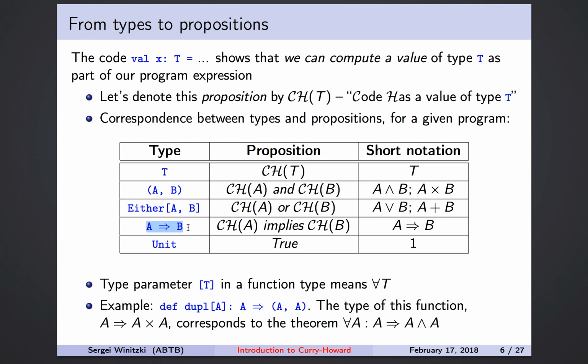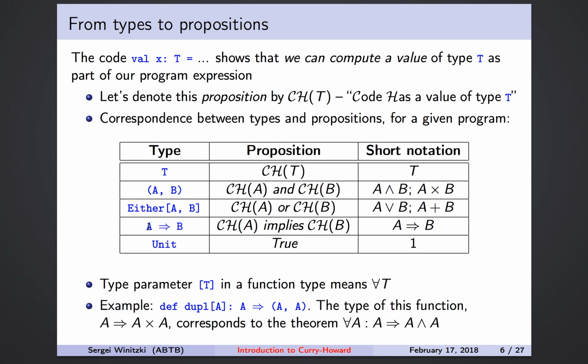Function type means that you have a function that computes B given A. It doesn't really mean you have an A or that you have a B. You don't necessarily have any of these two, but if someone were to give you a value of type A, then you would be able to call this function and compute a value of type B.